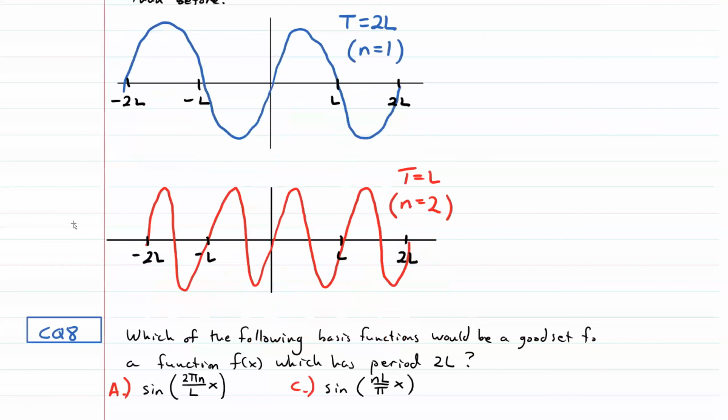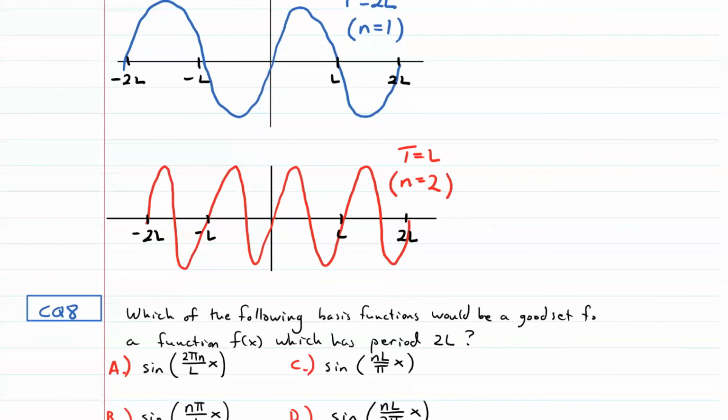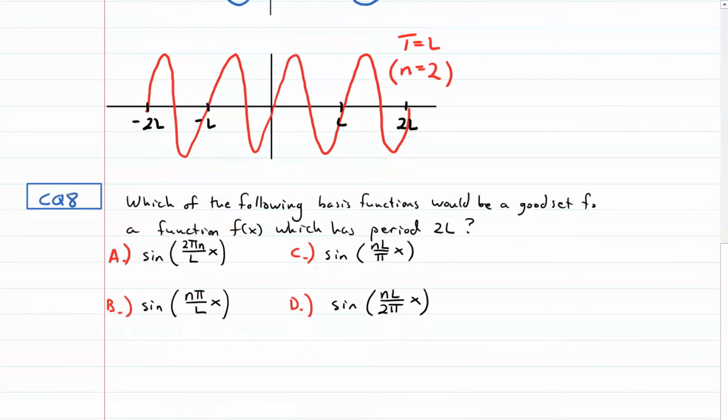Okay, so knowing that our function has a period of 2L, the lowest sine wave that I could write, which has period of 2L, is the one in blue, and then the second one would have half that period, which would have period equal to L, and that would be n equals 2, and so on. So hopefully you see that these are just rescaled versions of the sine waves that we had been using before, which had period pi, 2 pi, and so on.